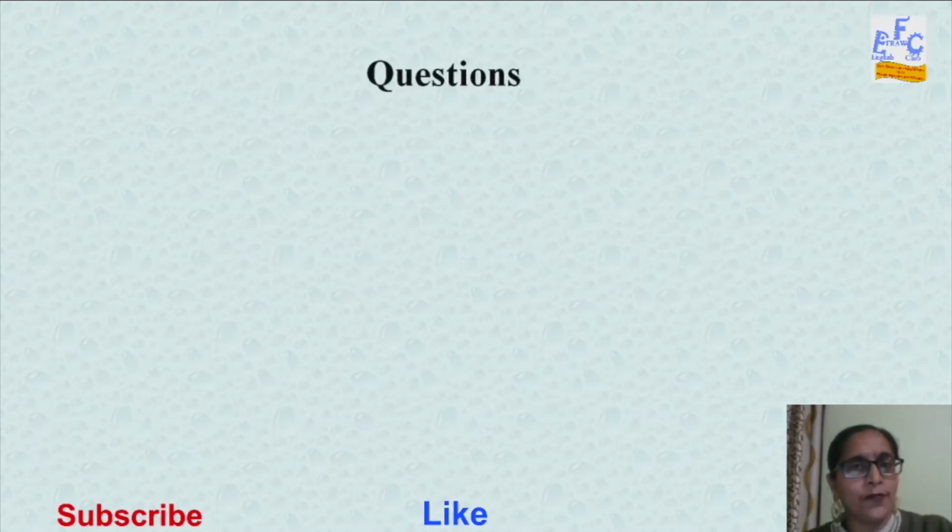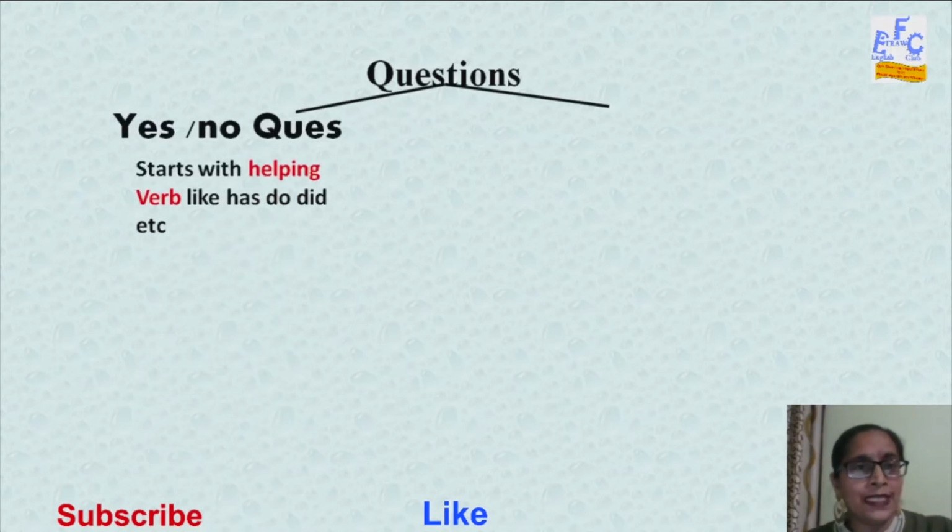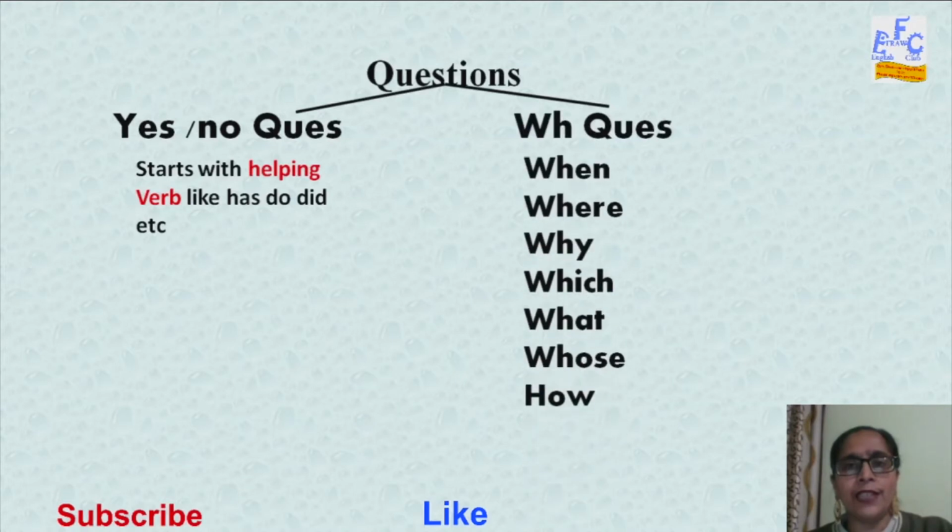How many kinds of questions are there? Questions are of two kinds. One is the yes or no question that starts with a helping verb like has, do, did, etc. Further, we have another type of question, the WH questions. These WH questions start with WH words like when, where, why, which, what, whose, how, etc.